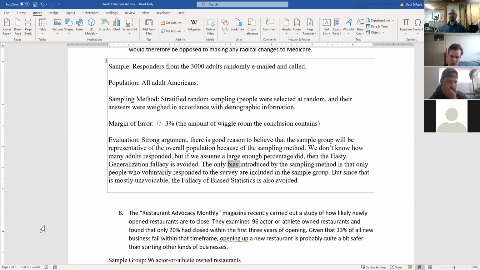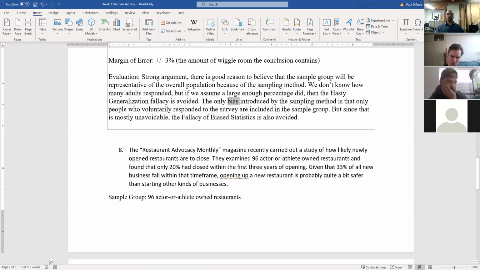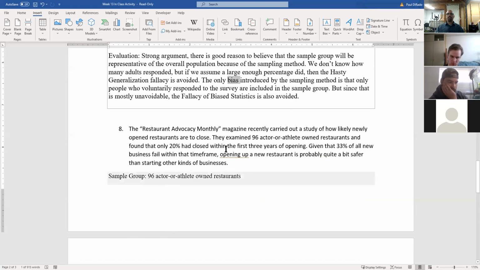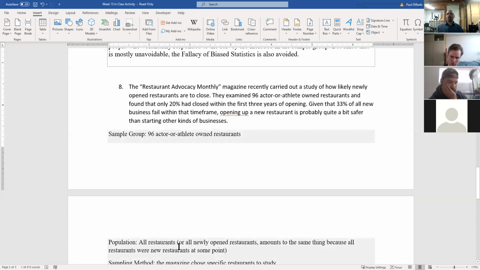All right, let's start talking our way through this case. So again, just identify the sample group and the overall population. Our sample group is these 96 actor or athlete owned restaurants. Those are who our sample group is made up of. Our overall population is going to be all restaurants, and you could also say all newly opened restaurants. Those mean the same thing in this context. They're not meaningfully distinct because all restaurants were new restaurants at some point.